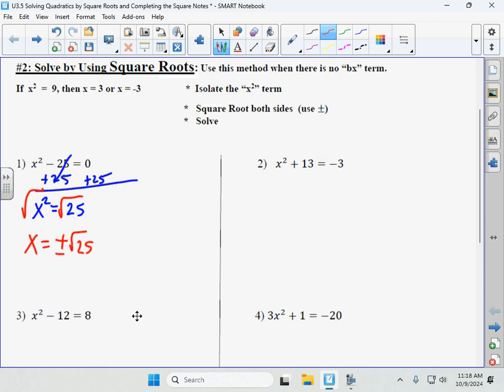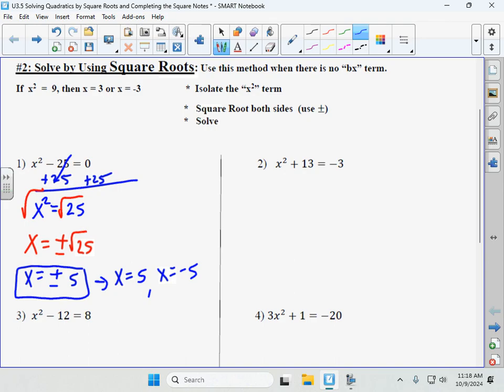Once you get to this step, you want to try to simplify your radicals. The square root of 25 does simplify to 5. So we get x equals plus or minus 5. You can use that symbol, that's totally fine, but what it means is x equals positive 5 and x equals negative 5. That's what the plus or minus symbol means. It's positive and negative 5.